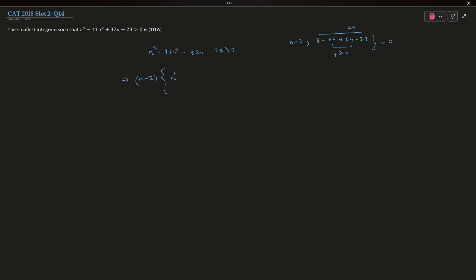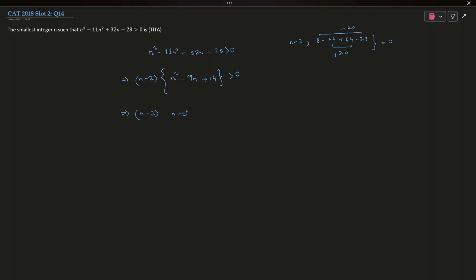Okay, now I have n cube, so I need to have 1 n square multiplied by n minus 2. Minus 11 n square, so already minus 2 n square is there, so I need 9n, right? N cube minus 9n square minus 2n square, so minus 11n square. Now 18n is there, I need 14, so it will be plus 14 greater than 0. From here I can say n minus 2, this part can be written as 9.